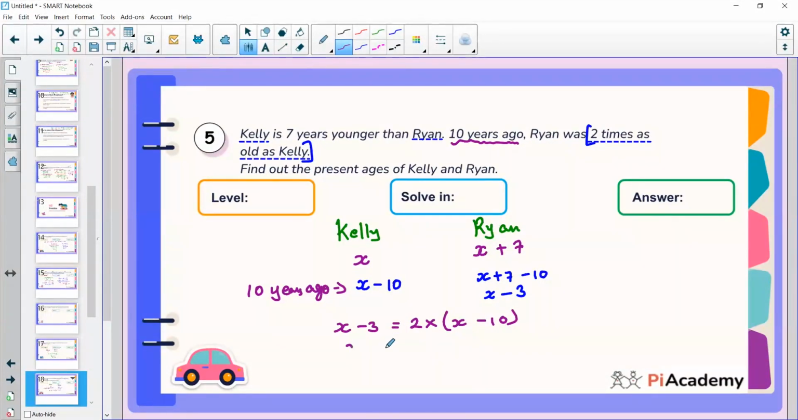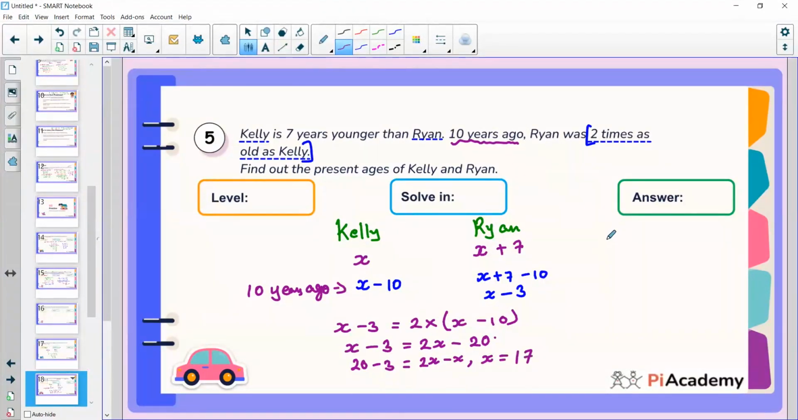So what we have now? We have x minus 3 equals, you need to expand the brackets. While expanding, you are multiplying 2 with each term inside the bracket. So this is 2x minus 2 times 10, which is 20. Okay, so now let's solve, putting x to one side, 20 to the other side. So this is 20 minus 3 equals 2x minus x, or you would have x as 17.